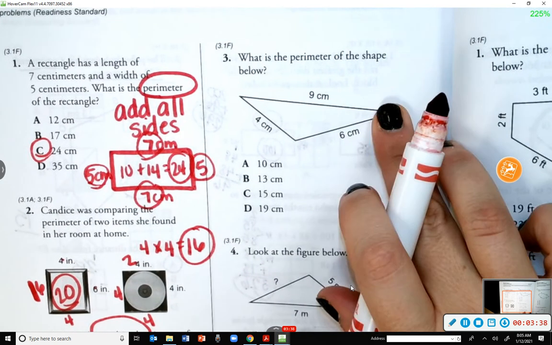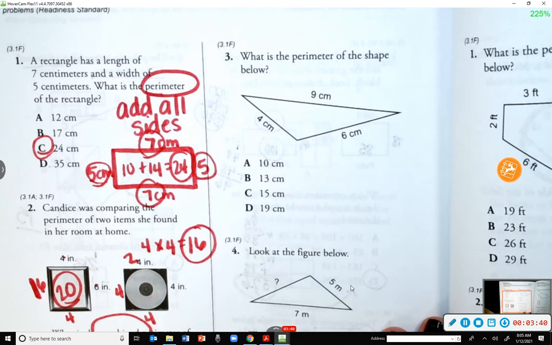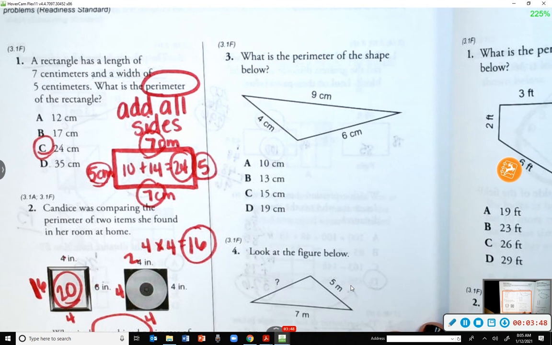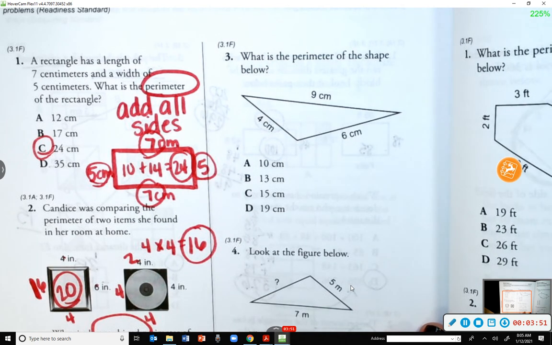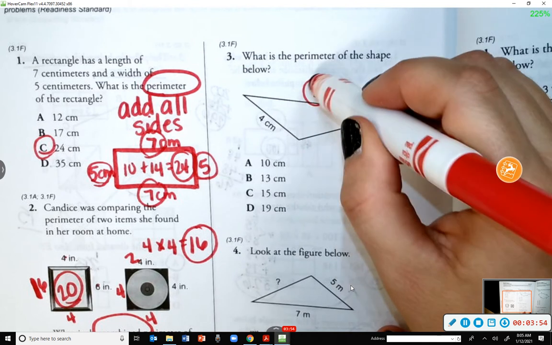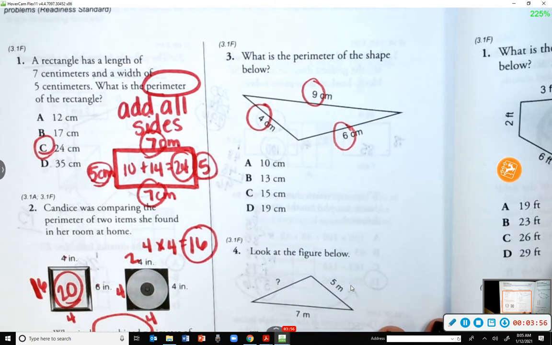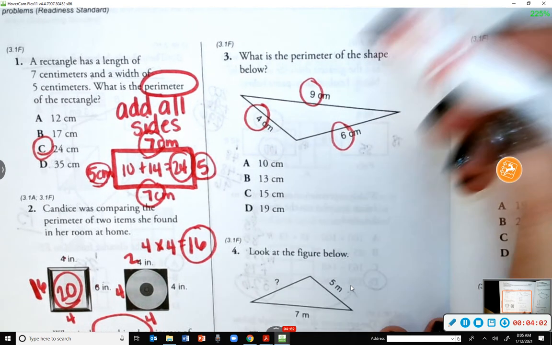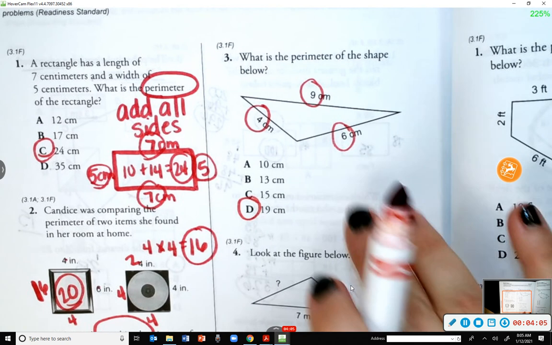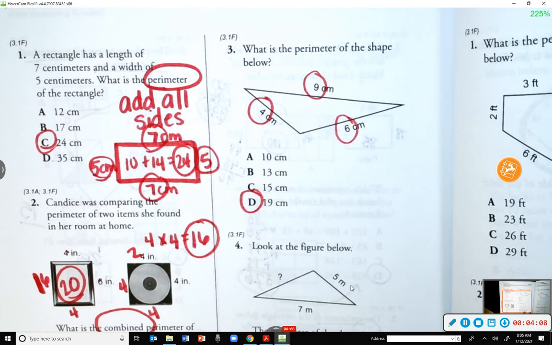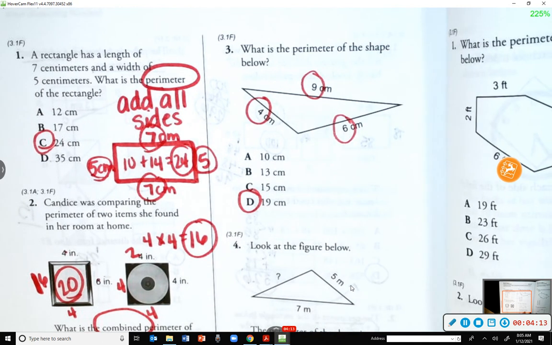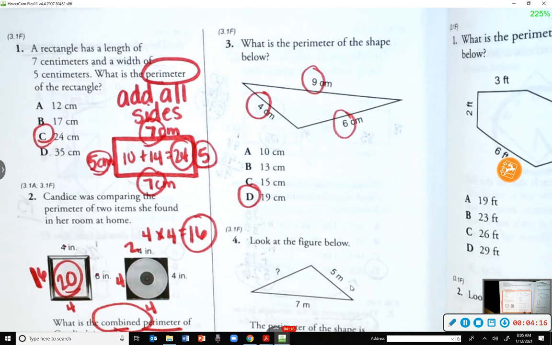So how would I find the perimeter of this triangle? How would I find the perimeter of the triangle? Allie? Add all of the, what's 6 plus 4? 10 plus 9? 19. So D would be your correct answer. If you could do these small numbers in your head, that's fine. You don't have to show work, because as a math teacher, I want to encourage you to use mental math wherever you can. Okay?